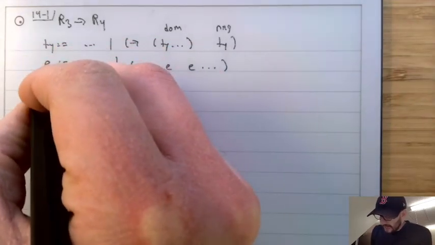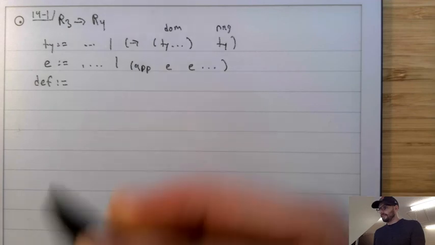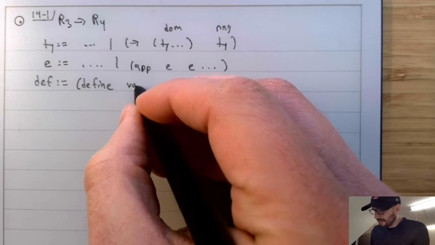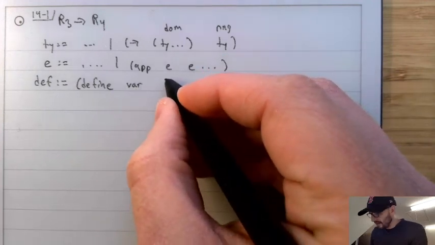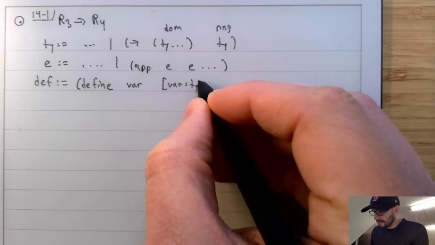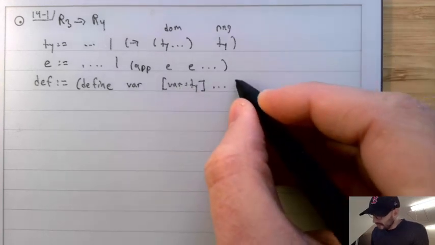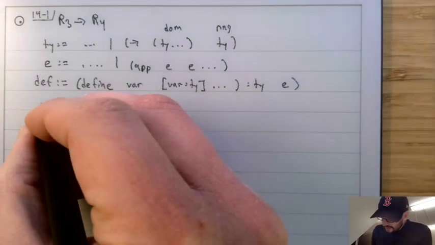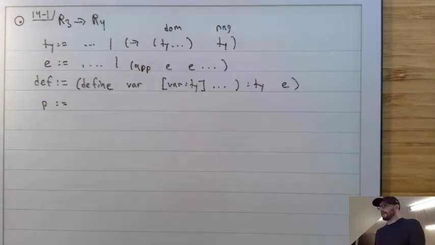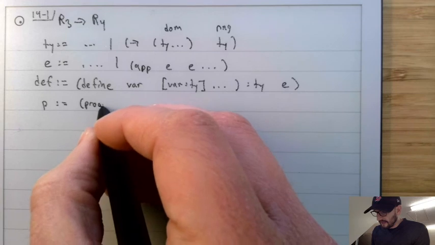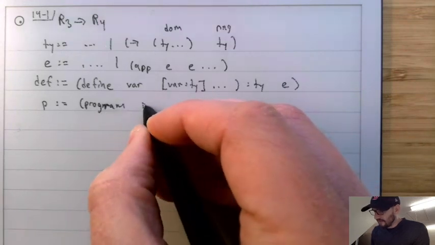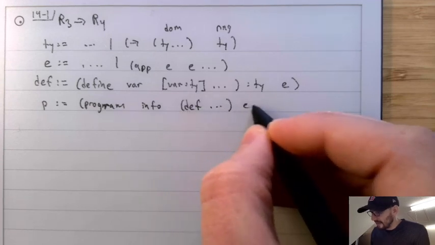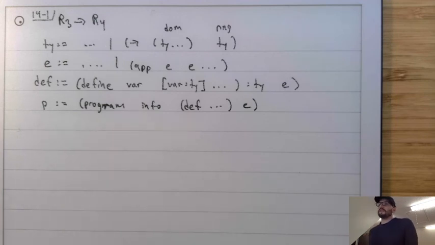And then we're going to add a new category called a definition. In a definition, we're defining a variable, and there are a certain number of arguments, where we specify what the type of each is. And then we also specify what the return type is and the body of the function. And then we are changing our program type to have its info, then a sequence of definitions and then an expression. So these are the new things.